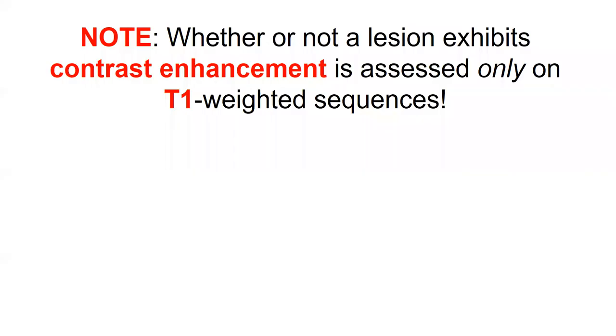Simple. Note, whether or not a lesion exhibits contrast enhancement is assessed only on T1 weighted sequences. So what you call a lesion that's very bright on a T2 weighted sequence, you don't say contrast enhancing. You can't assess it on a T2. What you would say is a T2 hyperintense lesion.